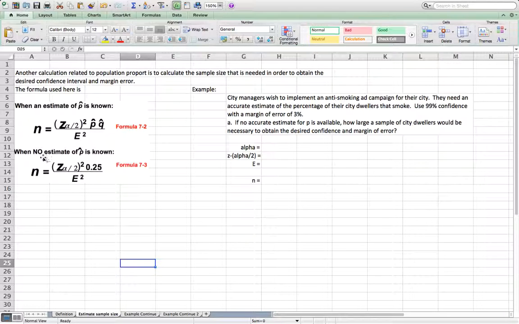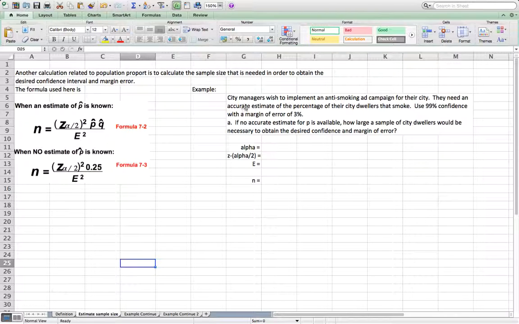However, sometimes we do not have the sample proportion, and then we will use this formula. Notice this formula just comes from the previous formula by assuming that p equals q equals 0.5. Okay, so this will help you to memorize or understand the formula.